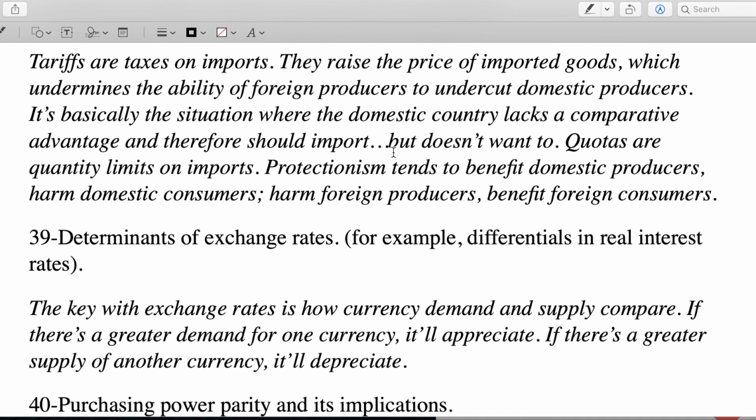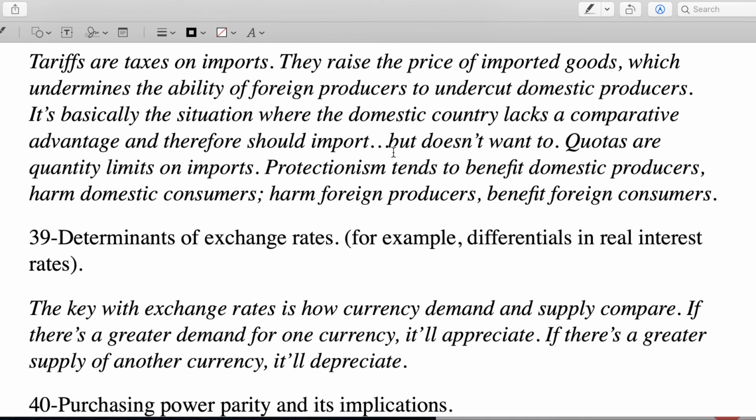That's the idea. So tariffs raise the price of imported good, which undermines the ability of foreign producers to undercut domestic producers. Ultimately, it's a situation where the domestic country lacks a comparative advantage and ought to be an importer, but doesn't want to, or at least doesn't want to fully realize those gains. Why?